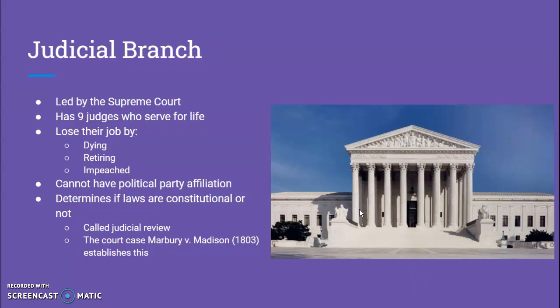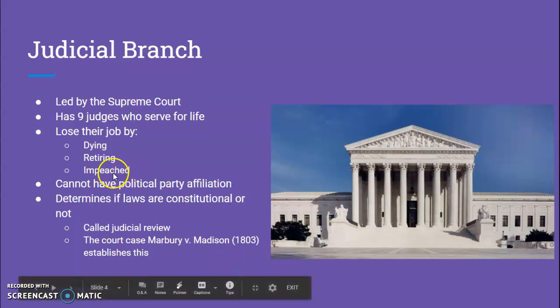Then we have the judicial branch. This is led by the Supreme Court. The Supreme Court is made up of 9 judges. An interesting thing: unlike the president, who can only serve a total of 8 years, these judges serve for life. The only way they can lose their job is by dying, retiring, or being impeached. This is extremely rare. It's only happened once in history, and it happened in the early 1800s.